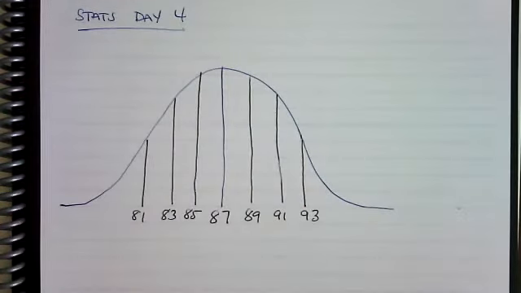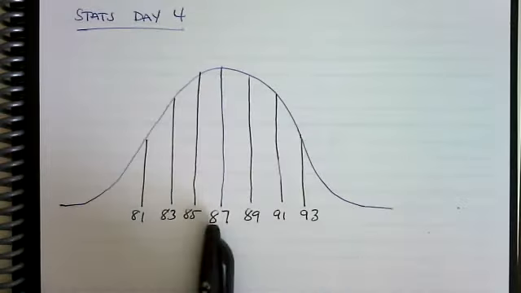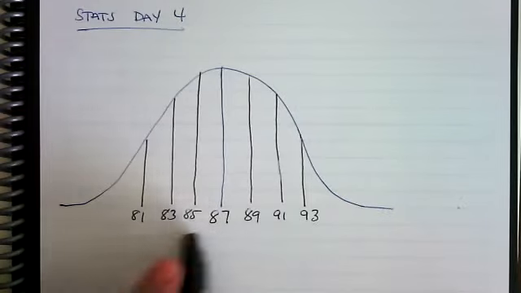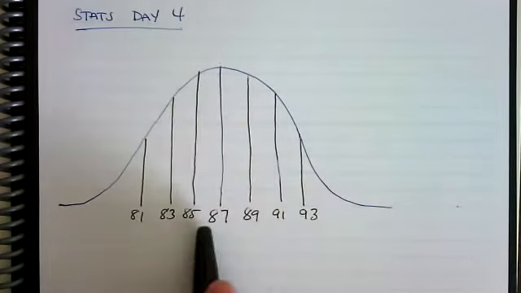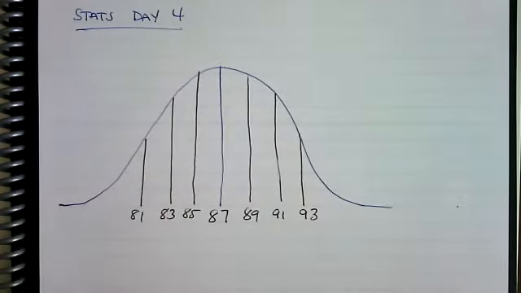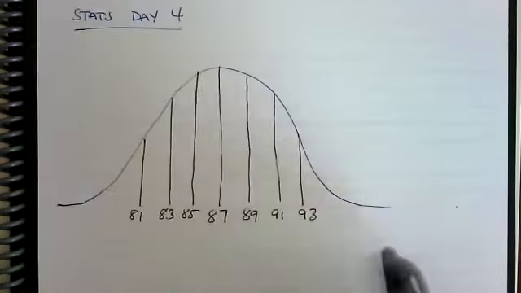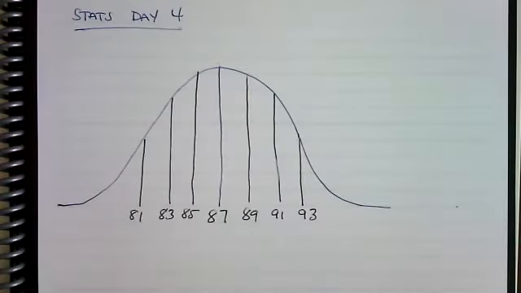So what this tells me is, if I want to figure out how many people got above an 87, 87 is right in the middle. Since this is split equally in half, 50% is on the right and 50% is on the left. So if I want to know how many people scored above an 87, I can say 50% of the class did better than an 87.